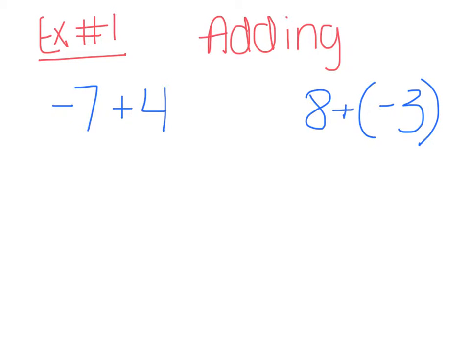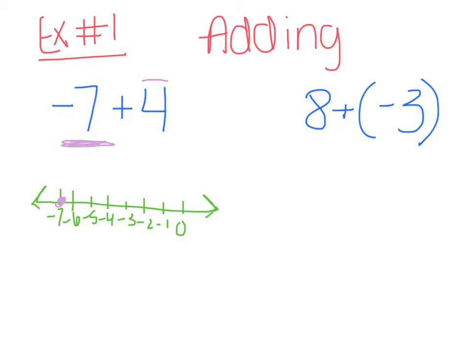Example number 1, we have 2 adding problems. So our first one, -7 plus 4. Now a good way to think about this is to do it on a number line. So I'm going to go ahead and fill one in really quickly. And I'm just going to stop there. So this one starts at -7.